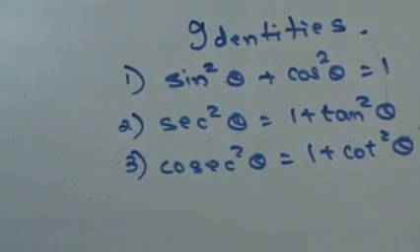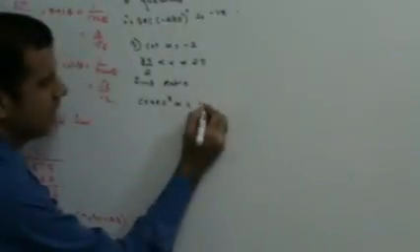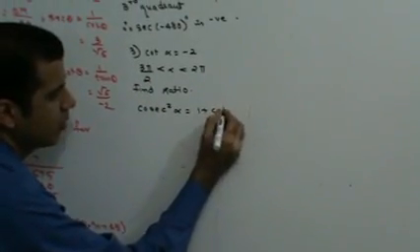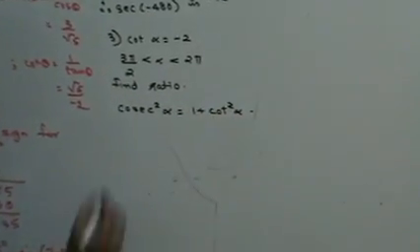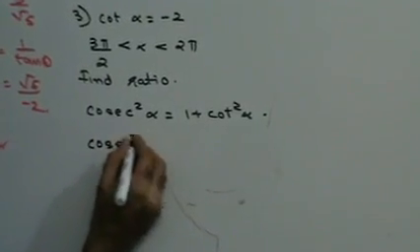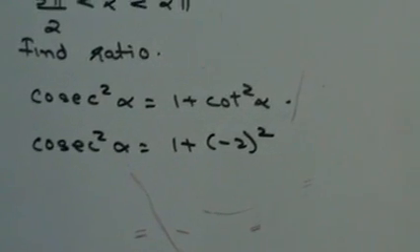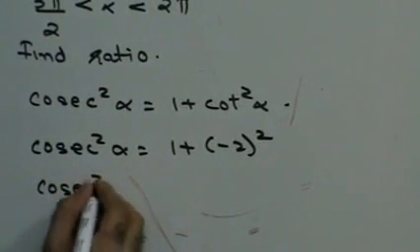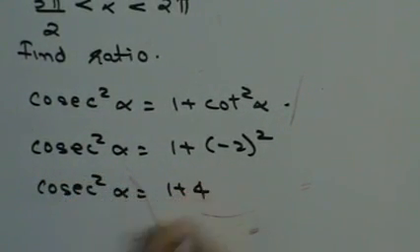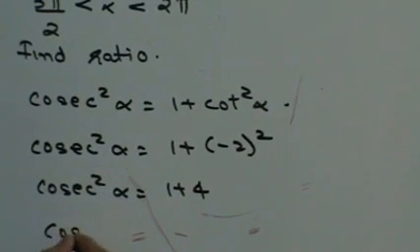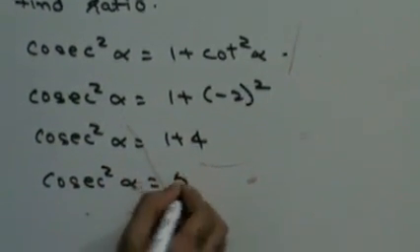Guys, they've given you cot alpha. So I could use the third formula. I can say that cosec square alpha is nothing but 1 plus cot square alpha. I can say that cosec square alpha is 1 plus minus 2 the whole square. So you could say that cosec square alpha is 1 plus 4. Cosec square alpha is 5.